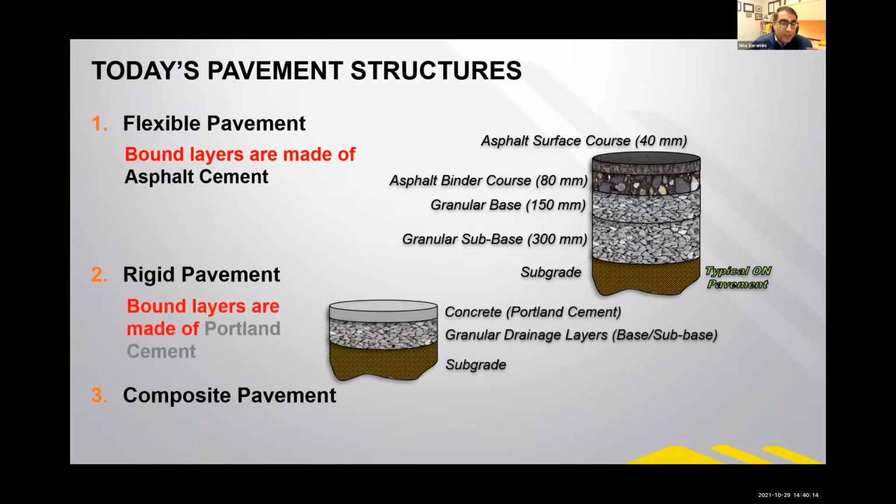Then we're looking at the rigid point of view, where we have the concrete-bound or the Portland cement-bound material as a surface layer in lieu of the asphalt-thick materials, and they are placed on top of the granular materials for the same purpose as the flexible pavement. And then the subgrade in the two structures is shared, and basically it's a foundation for the layers to be built upon. And the composite is the hybrid of the two.